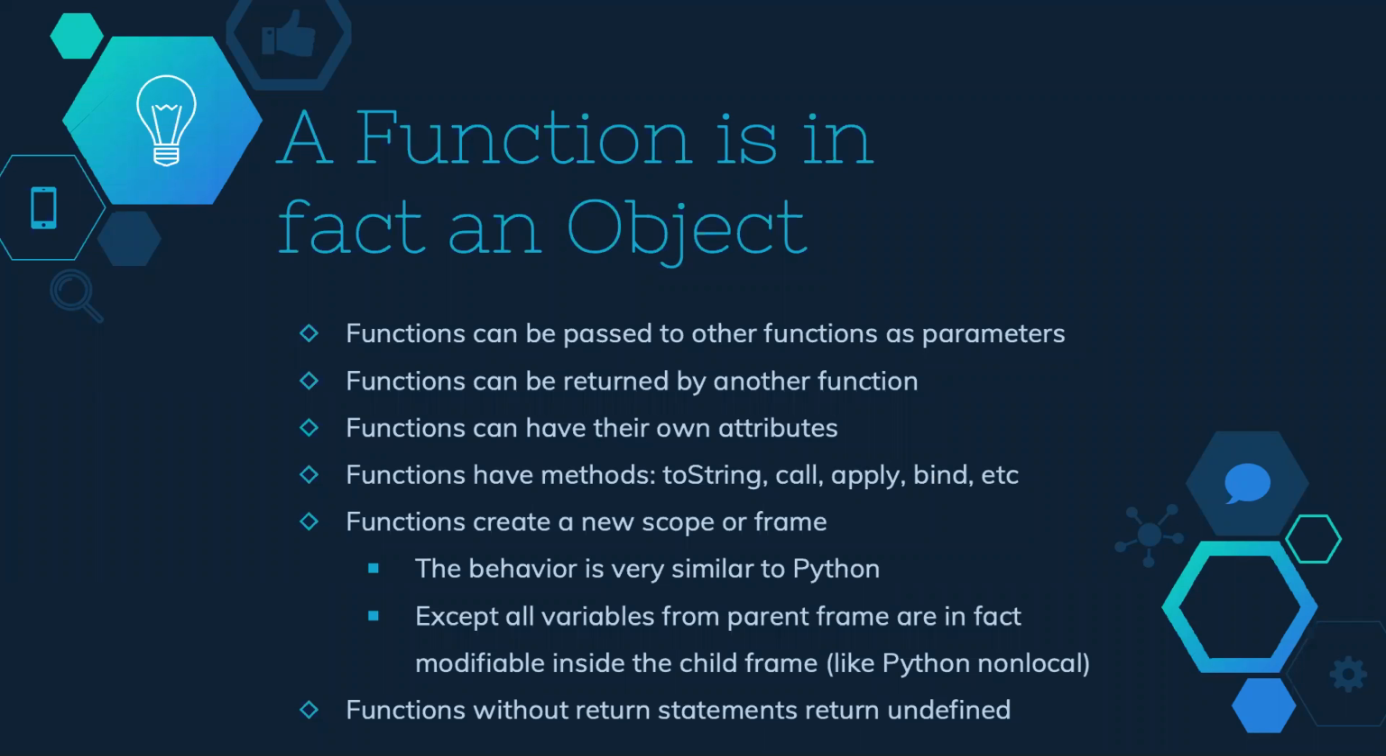And then functions create a new scope or frame. So the behavior is similar to Python, like when you're using those environment diagrams: if you want to evaluate them, you evaluate them in a new frame or scope. Except with one exception: in JavaScript, all variables from the parent frame are in fact modified inside the child frame. For this CS7 class, there is a part which I didn't explain, how nonlocal works in Python. But you can follow up with me if you are really interested in learning more about that.